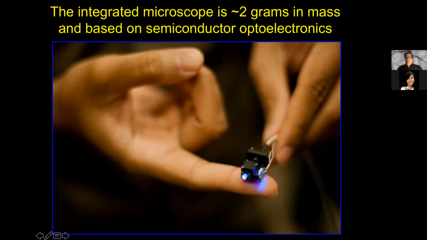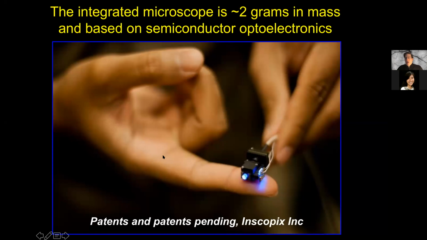It's 2 grams in mass, shown here on the tip of a finger, based on semiconductor optoelectronics. And you can see various elements. This is the little micro-optical objective lens. There's a PCB, a printed circuit board here on the side where there's LED illumination placed. There's a miniaturized fluorescence and dichroic set here, and there's a cell phone CMOS camera here, and the lines bringing the data off are strictly electronic, so they're mechanically floppy and allow the mouse to behave in a natural manner.